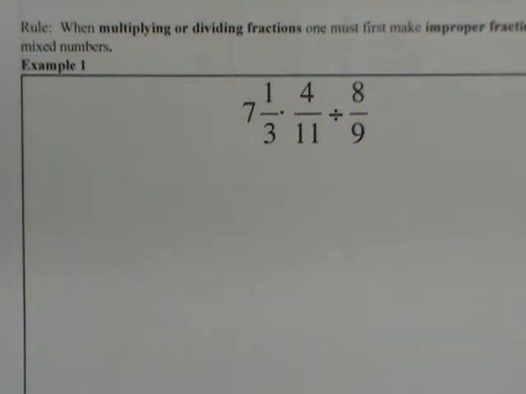Example 1 for multiplying and dividing rational numbers. The rule that we want to keep in mind here is when multiplying or dividing fractions, one must make improper fractions for any mixed numbers. So your first step is always to turn things into improper fractions.